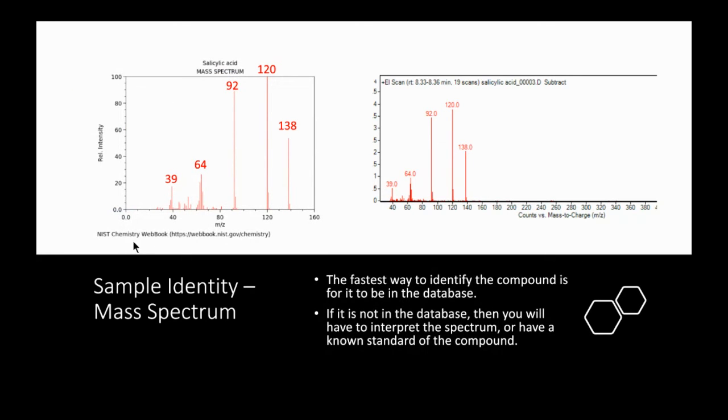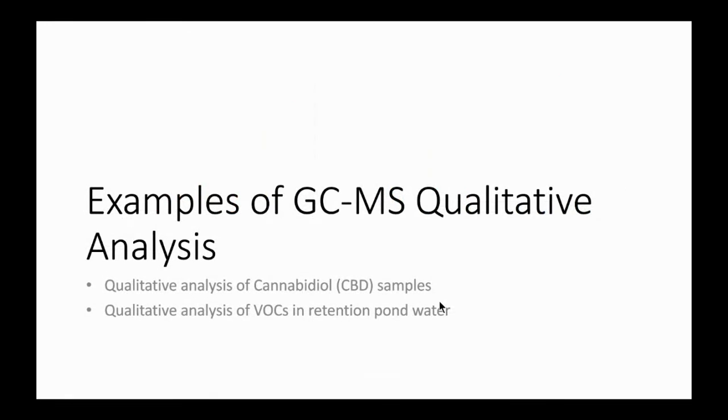So here's that example. This one's from the NIST webbook. So you see here the 138, 120, 92 for the salicylic acid. In our GC sample, you see the 138, the 120, and the 92. And the abundances, meaning the intensities, are about the same. So that tells you that you probably have the salicylic acid, right? If you do not have a database, then you have to interpret the mass spectra or have a known standard of the compound. If you want, we can do some discussion later about how to interpret mass spectra, but I can tell you that's an entire course within itself, all right?